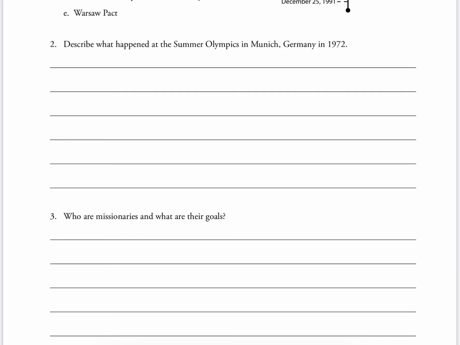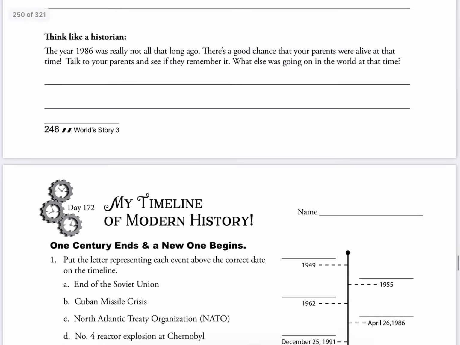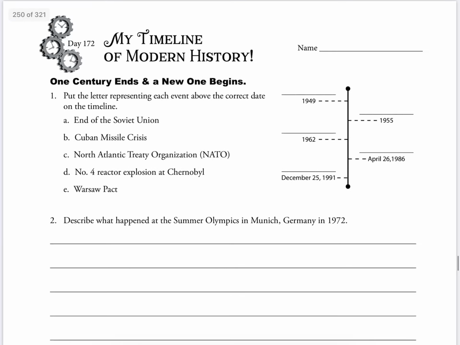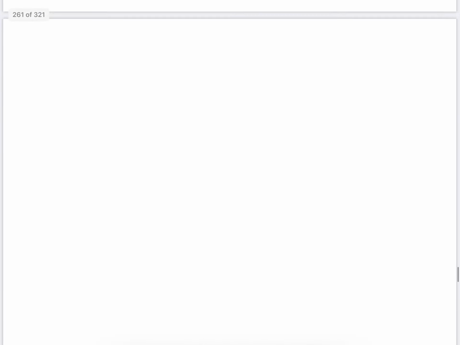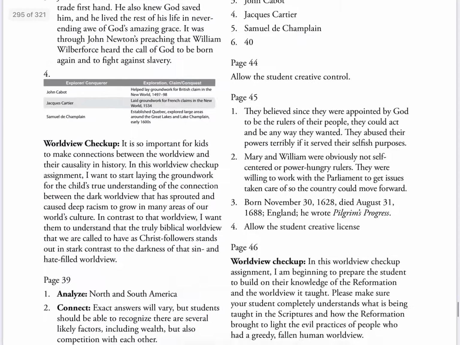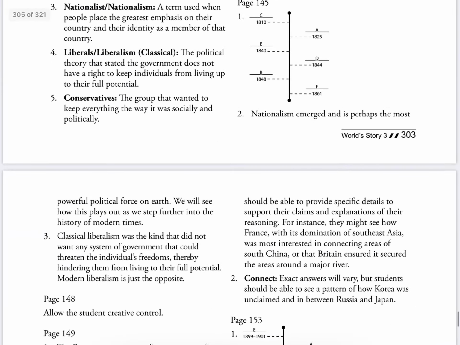Describe what happened at the Summer Olympics in Munich, Germany in 1972, and who are missionaries and what are their goals. So a couple of easy questions there. Again, refer to your notes. But I'm going to scroll down now, and I'm going to go ahead and walk through the answers for these activity sheets. So give me just 1 second while I find this page.